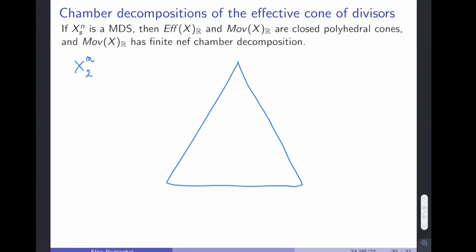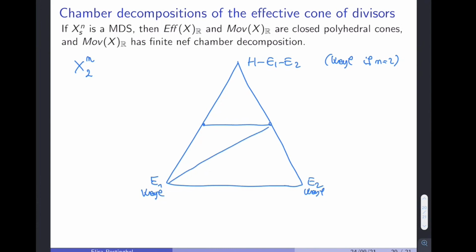It's a 3D cone. The extremal rays are the two exceptional divisors E1 and E2, and the class of a hyperplane through 2 points. So these are Weil divisors. This one is a Weil divisor if n is 2, otherwise it is not, because it is movable. And then I have this Mori chamber decomposition. I have a decomposition in triangles like this. So this is the class of H minus E2, H minus E1, that's completely symmetric.